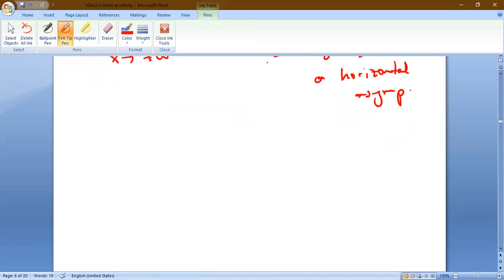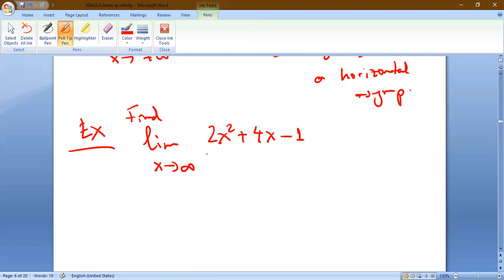Okay, maybe I should do one more example. Right, let's say, find the limit when x goes to infinity of 2x squared plus 4x minus 1 over x cubed minus 7x plus, let's say, 5. Now, how are we going to find the limit of this?